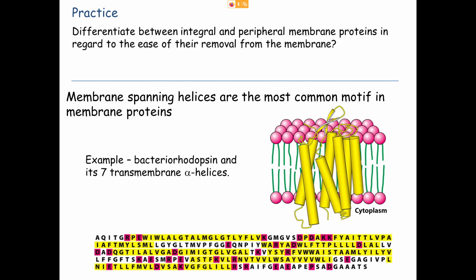If you add too much, you may denature the protein. If you add too little, you don't get it out of the membrane. Right? So you've got to work on your concentrations to get those removed. And then you maybe could do some experiments with that protein, such as crystallography or some chemistry, or even enzyme kinetics if it's an enzyme. But the integral ones are much more difficult to get out of the membrane.